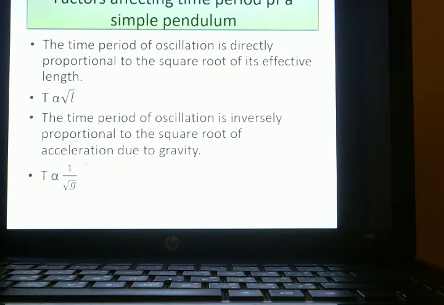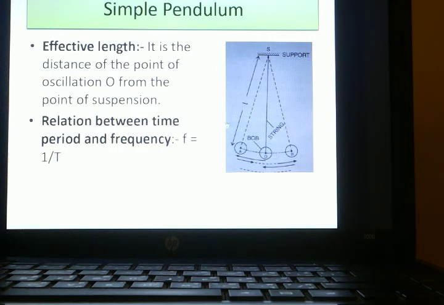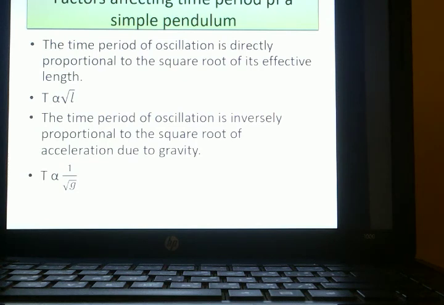There are some factors on which the time period of a simple pendulum depends. Time period is directly proportional. This sign is denoting directly proportional, even if it is looking like alpha. Time period is directly proportional to the square root of the effective length. Effective length means what? This is the effective length, from S to O. So whatever time the bob takes for completing its oscillation is directly proportional to the square root of the effective length.